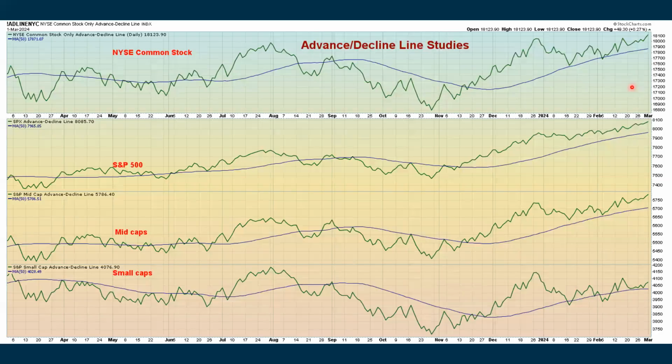And then we look at some advanced decline line studies. And I show this in the daily videos as well. We're starting to break out a little bit here with the NYSE based on common stock. That's a broad market participation. We're breaking out with the S&P. We're showing a lot of improvement with the mid caps. We're lagging, but showing some improvement here with the small caps.